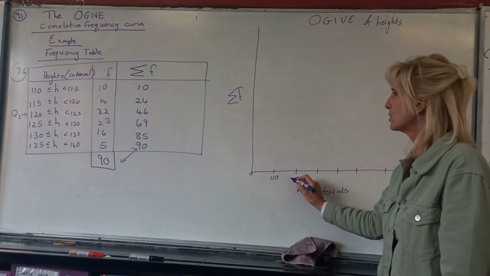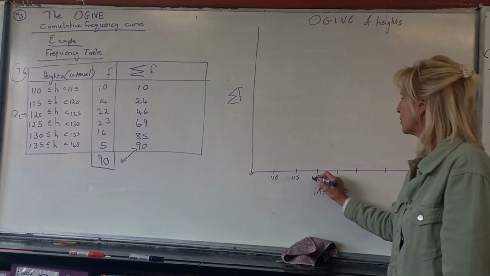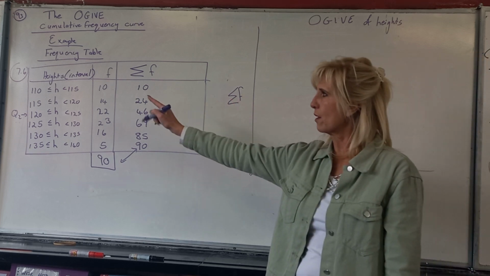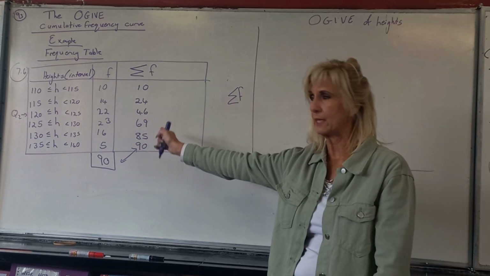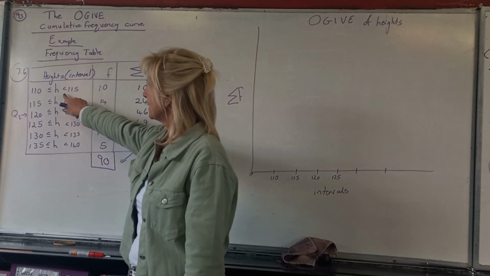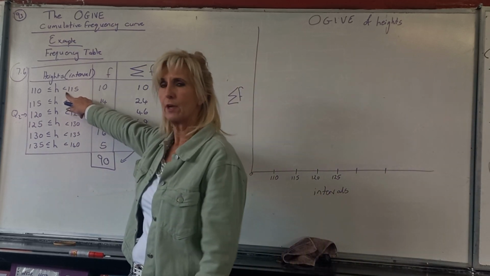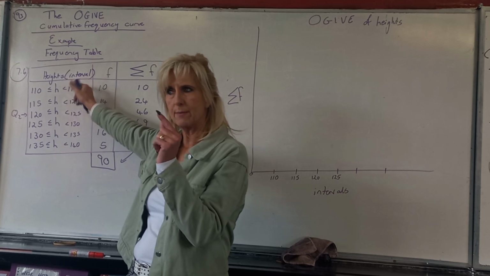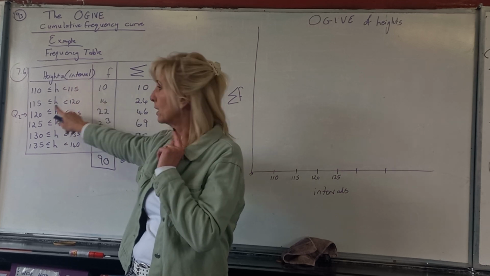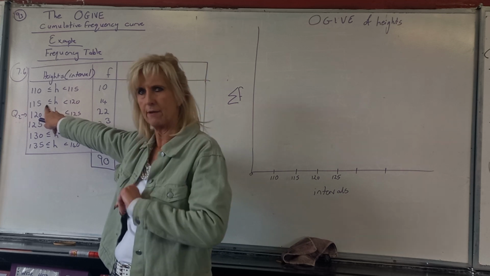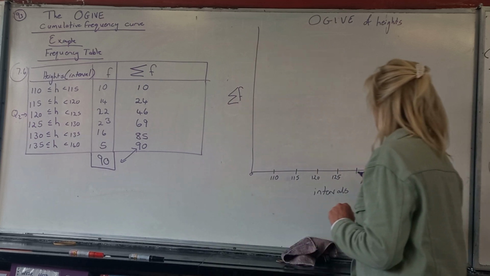Okay, so we're going to go to 115, 120, 125, because the intervals go from 110 to 115, 115 to 120. Have a look. 115 has been excluded there. So if a guy was exactly 115 centimeters long, in which one does he belong? In the second one, because that includes the 115. Technical stuff.